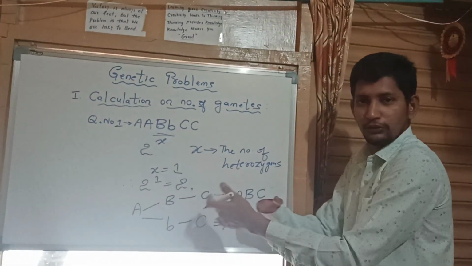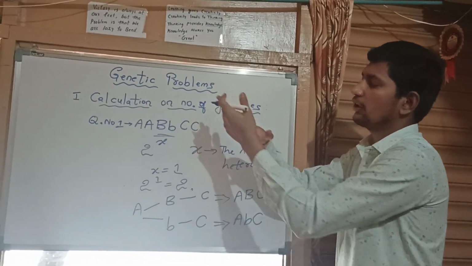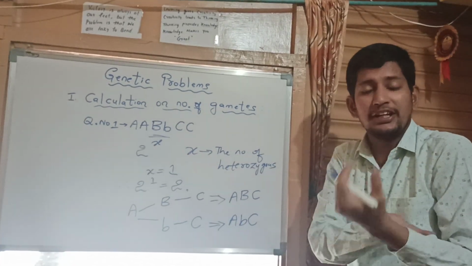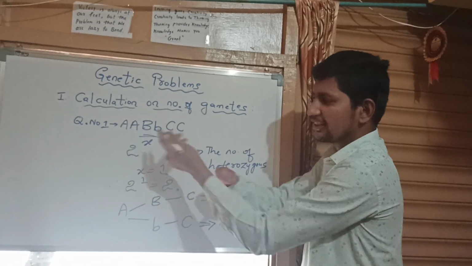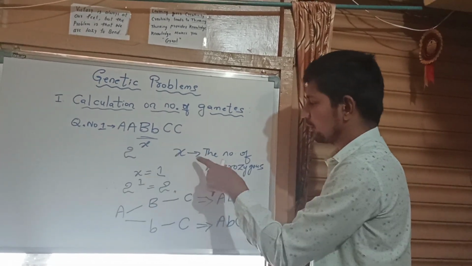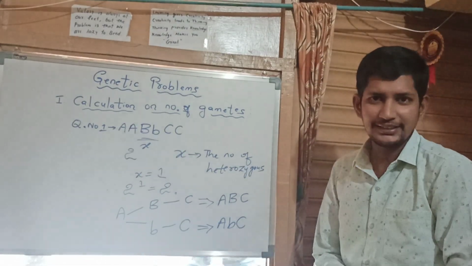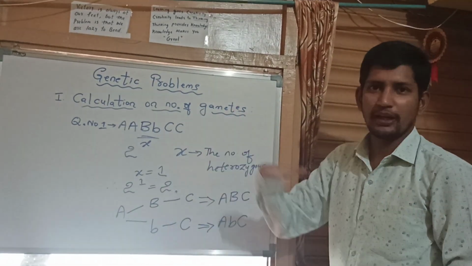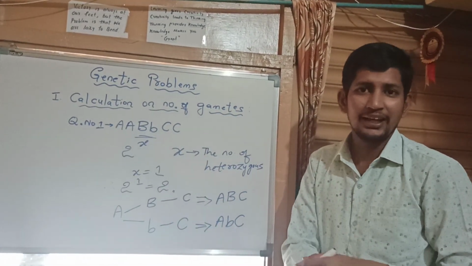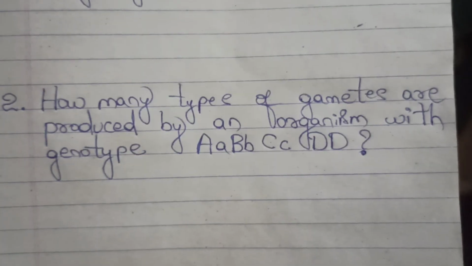By using the fork line method also you can solve the given problem, but in CET and NEET there is very little time. Hence you have to remember this formula, where X is equal to the number of heterozygous conditions. For this problem the answer is 2. So the number of gametes is 2. Now let us study another problem.